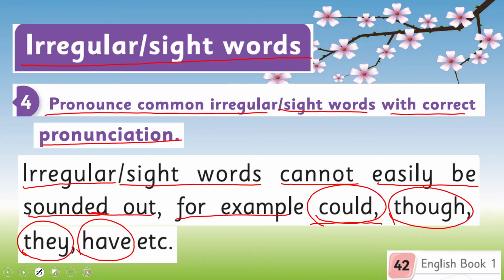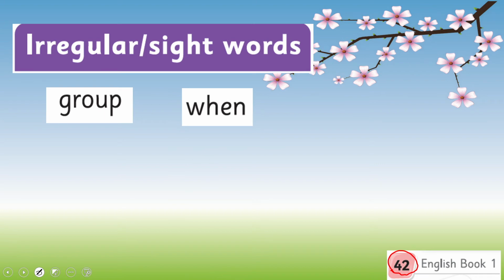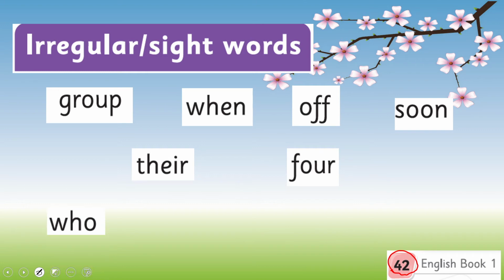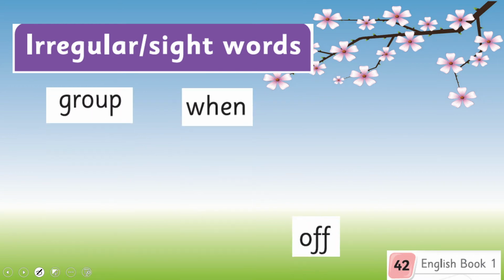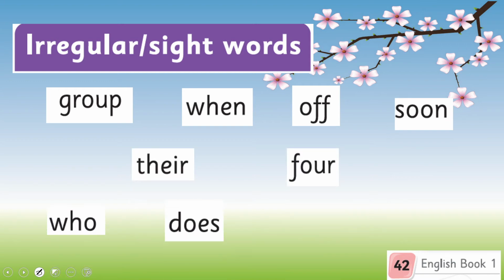Yes, my dear students, now we are going to practice the irregular sight words which are given on page number 42. We will again apply the sight reading strategies to learn those words. Now see and say. Group, when, of, soon, there, for, who, does, both, word. Again, group, when, of, soon, there, for, who, does, both, word.